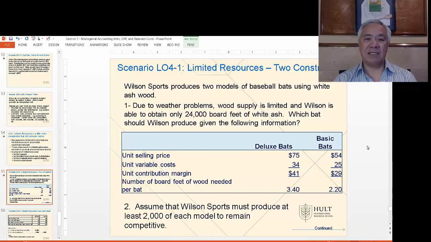The selling price for the deluxe is $75 a bat. For the basic it is $54. The unit variable costs are $34 for deluxe and $25 for basic. So the unit contribution margin for deluxe is 41 and for the basic bat it is 29. The number of board feet required to make a bat is 3.4 for deluxe and 2.2 for the basic. The question is, which do you make? At the outset, you'd say, well, no brainer. Deluxe bat's 41, basic bat's 29. Let's make all the deluxe bats. Assume that Wilson needs to produce at least 2,000 of each to remain competitive. They need to be able to provide their customers with both models of bat.